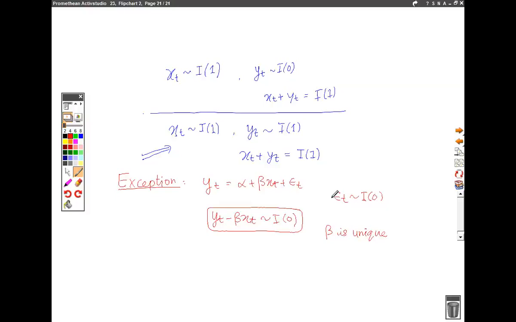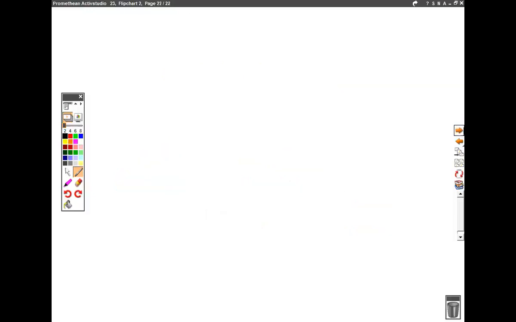So maybe I can write the heading here. We are looking at co-integrated time series, and let us define the co-integrated time series. So remember, starting off, you don't have a stationary process, because you know that both X and Y are I(1) processes.